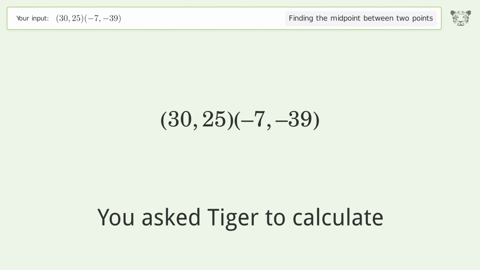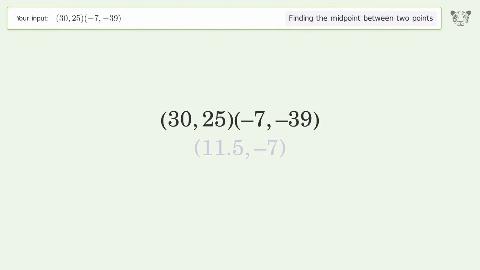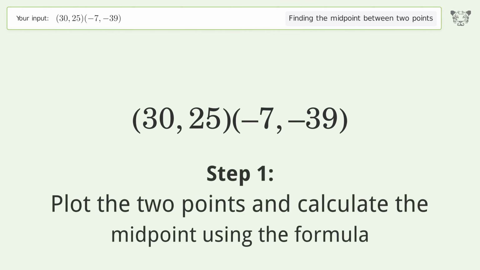You ask Tiger to calculate. This deals with finding the midpoint between 2 points. The midpoint between the 2 points is 11.5, -7. Let's solve it step by step. Plot the 2 points and calculate the midpoint using the formula.